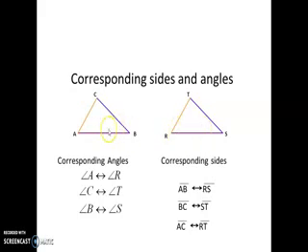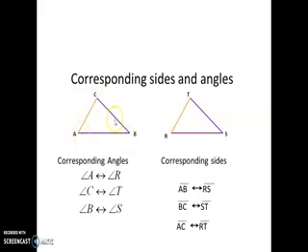Here in these two triangles, angle A is corresponding to angle R. We write this like this. Angle A is the corresponding angle to angle R, angle B is corresponding to angle S, and angle C is corresponding to angle T.